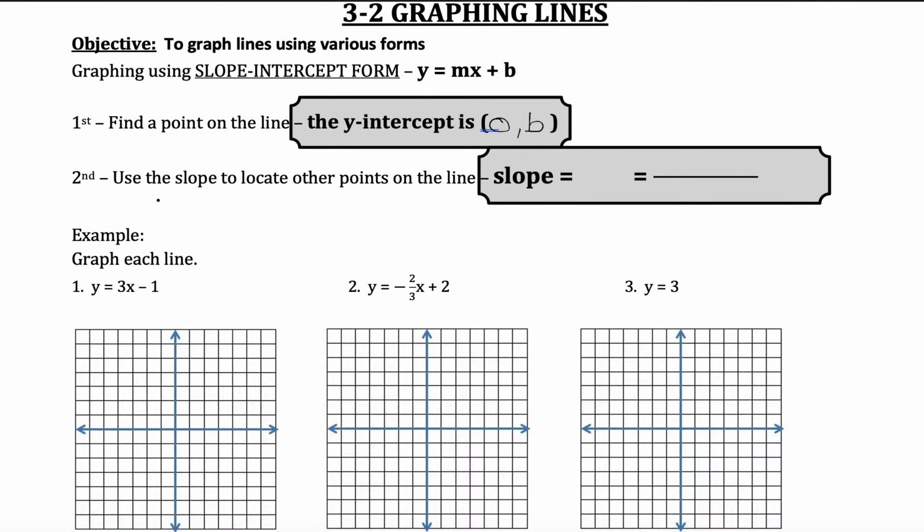The next thing that we need to do is use the slope to locate other points on the line. And remember that our slope, when we're given an equation in slope-intercept form, is always our m, which is going to be our rise over run.